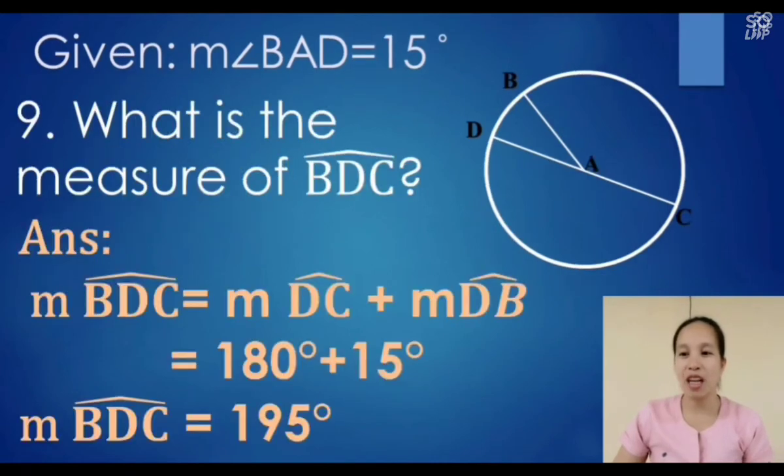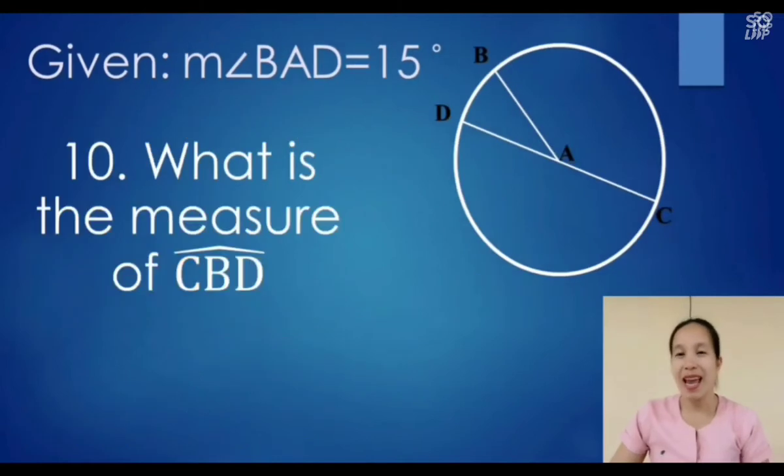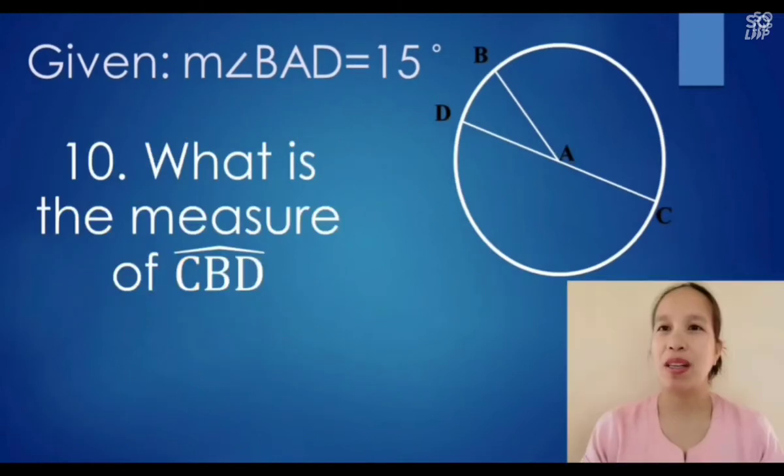Intelligent. Measure of arc BDC is equal to semicircle DC, which is 180 degrees, plus minor arc DB, which is 15 degrees, a total of 195 degrees, which is the measure of our arc BDC. And last, question number 10. What is the measure of arc CBD?